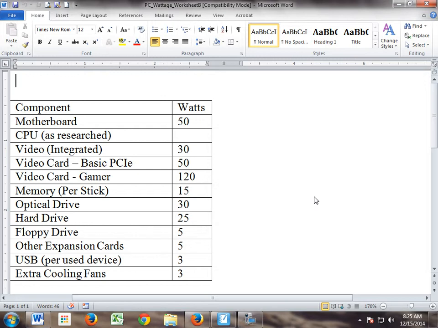Realizing, for your own personal edification, that if you're trying to figure this out for home, and Dylan knows he's going to have an external hard drive and I'm going to have a scanner and whatever, at home you would add those other things. Here you're just going to assume whatever comes with it. And then for any extra cooling fans you're going to add 3 watts as well. So you're going to go through and do that on the final. And it's going to work.